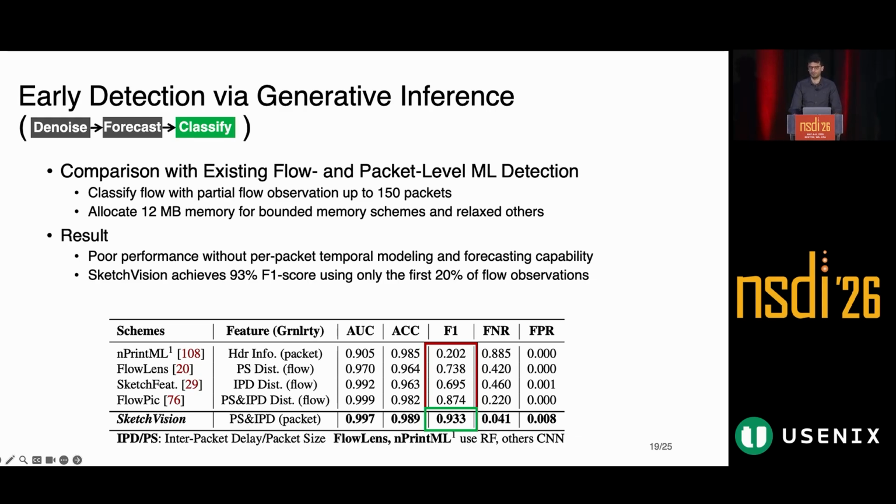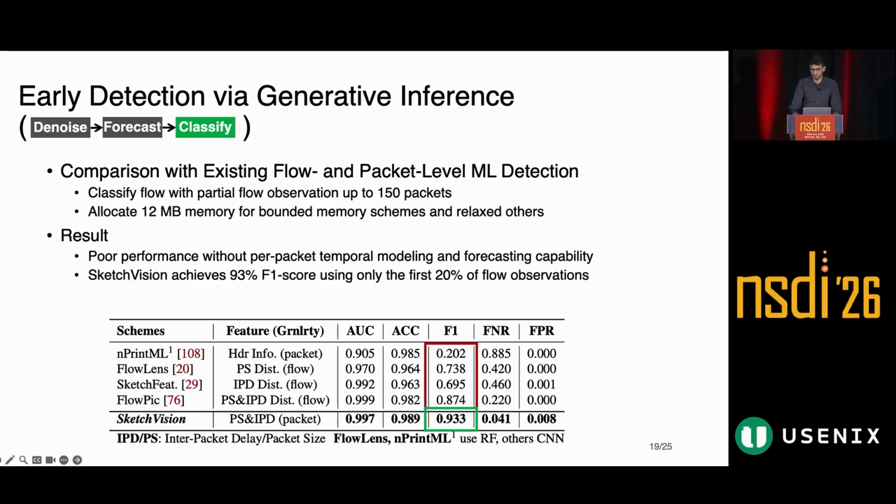Now I'll present the early detection results by comparing SketchVision with state-of-the-art flow level and packet level ML-based attack detection systems. The task here is to classify a flow using only partial observation, using up to 150 packets. Here we allocate 12 megabytes of memory for bounded memory approaches, namely SketchVision and SketchFeature, and we relax the other unbounded memory schemes. As shown, both packet level and flow level approaches struggle to detect malicious flows from partial observation due to the absence of behavioral monitoring and forecasting mechanism.